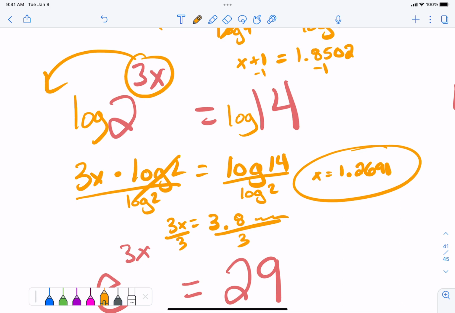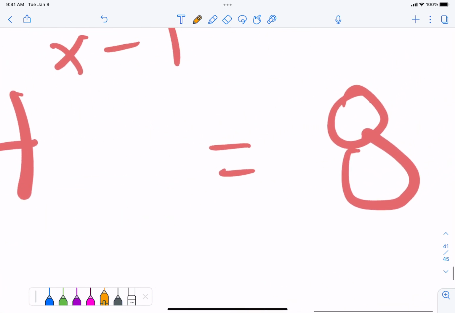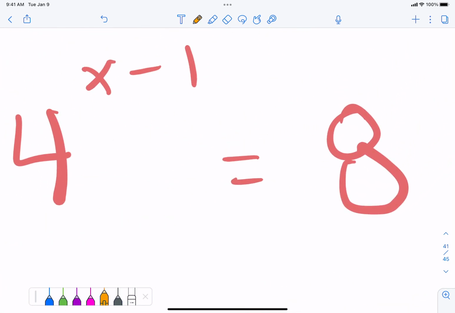So, when you can't make them the same number, you use logs. Let's see if I stump you on this one. Ready? Do this one now. Let's see what you do.